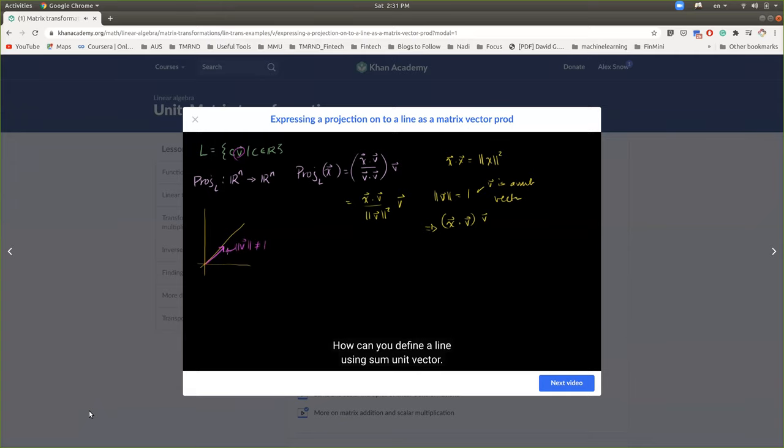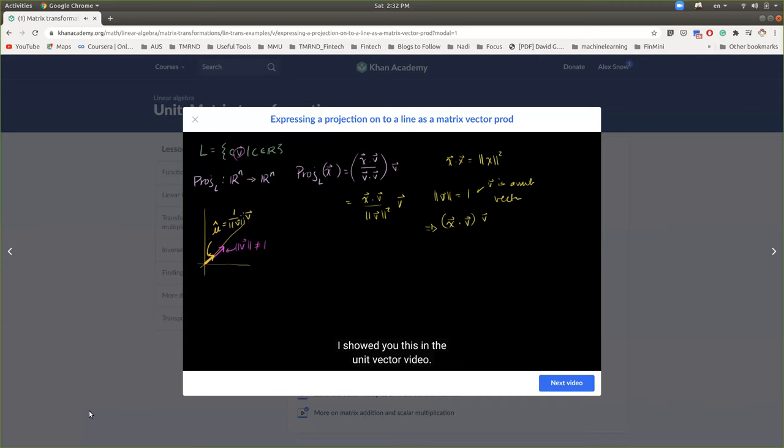How can you define a line using some unit vector? Well, you can just normalize v. So you can define some unit vector right here. You could define some vector right there. Let's call it u, and I'll say it's a unit vector. And let's just say that that is equal to 1 over the length of v times v.